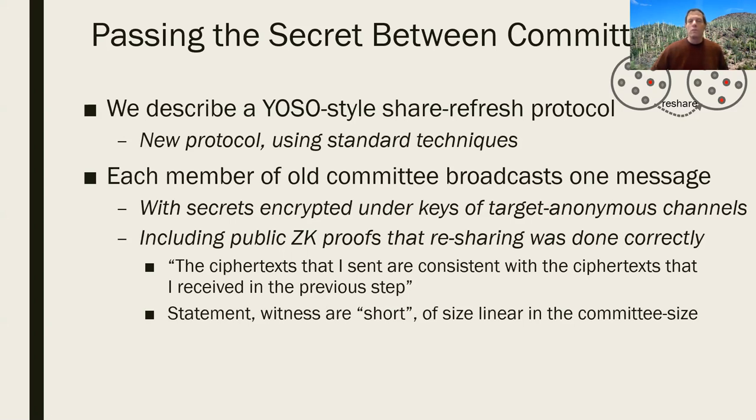Each member of the old committee broadcasts a single message with secrets that are encrypted under the keys of those target anonymous channels, and includes also zero knowledge proofs that he did the resharing correctly. So the thing that I'm proving here is that the ciphertext that I sent in this message are consistent with the ciphertext that I received in the previous message. And here the statement and the witnesses are short, and short here means in size which is linear in the size of the committee, as opposed to linear in the size of the entire universe of nodes. So this thing will remain just as cheap or expensive, no matter how many nodes we have in the system. It just depends on how many nodes we have on the committees.